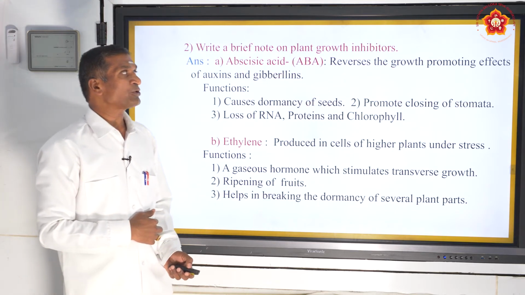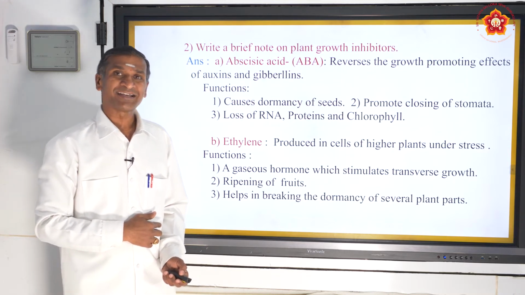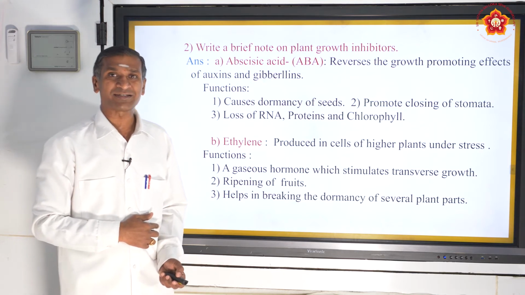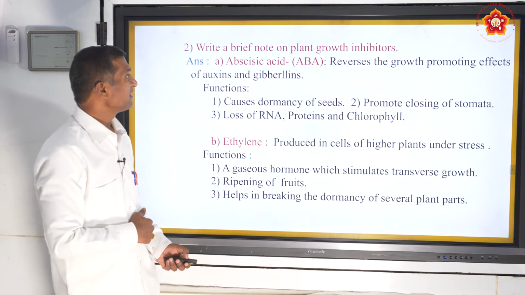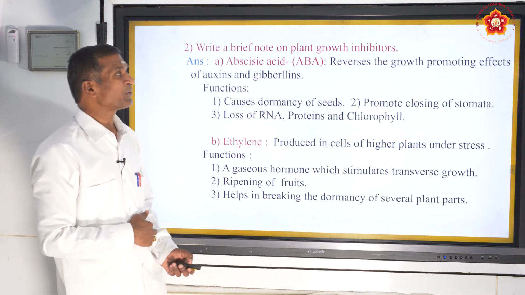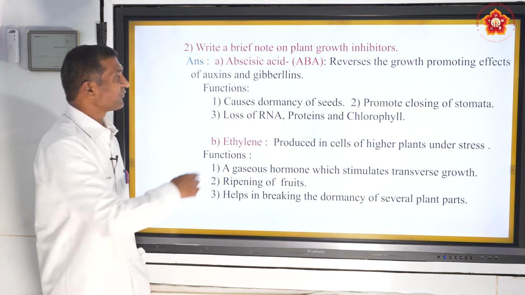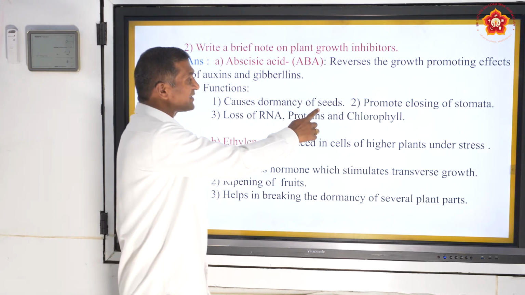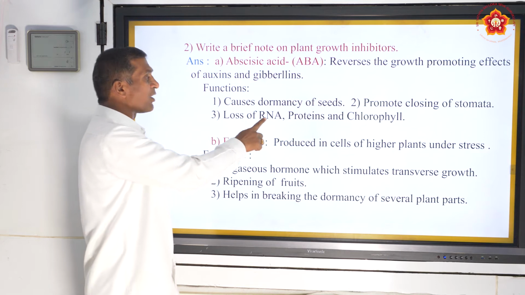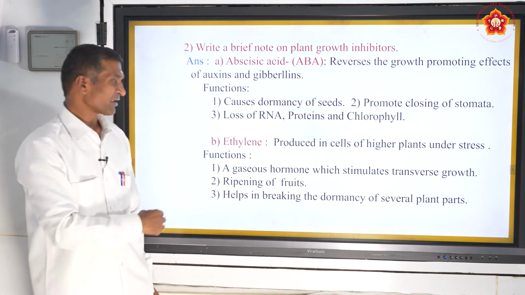Write a brief note on plant growth inhibitors. Inhibitors retard and reduce the development of the plant body. Abscisic acid reverses the growth promoting effects of auxins and gibberellins. Its functions: it causes dormancy of seeds, promotes the closing of stomata, and the loss of RNA, proteins and chlorophyll.